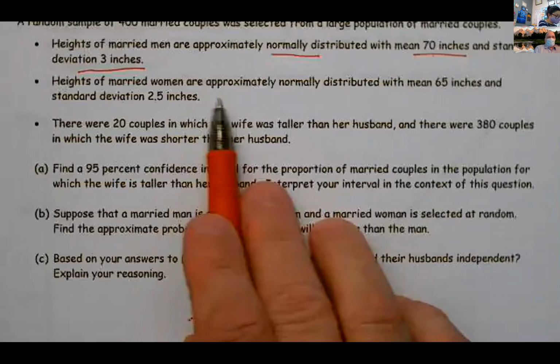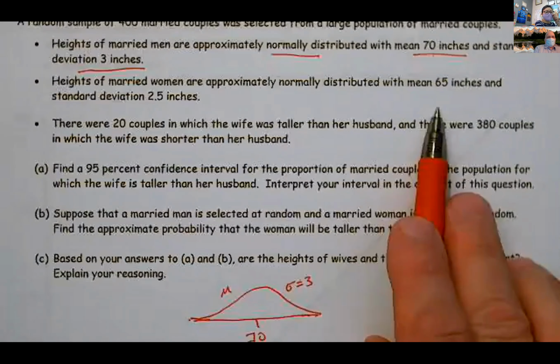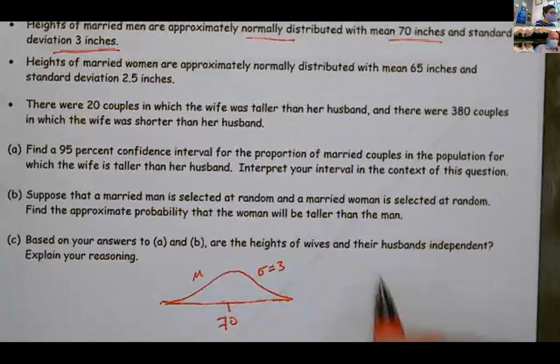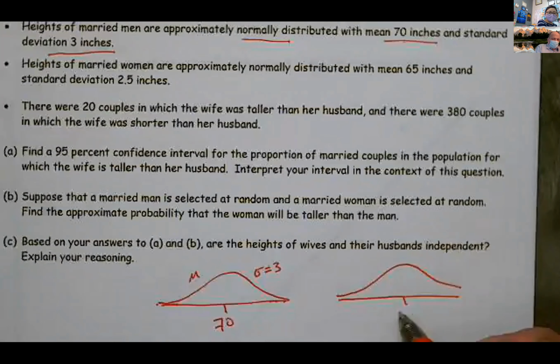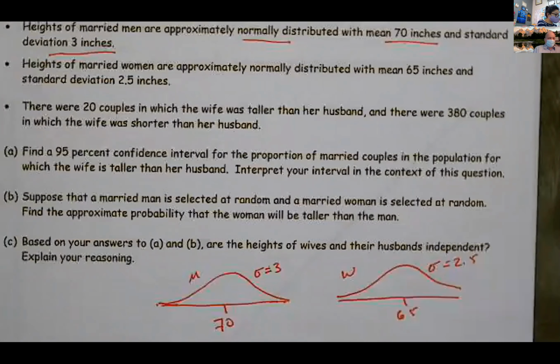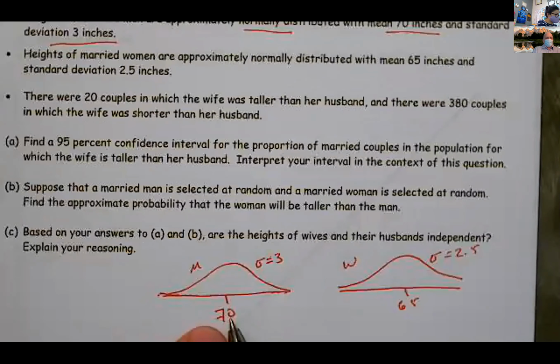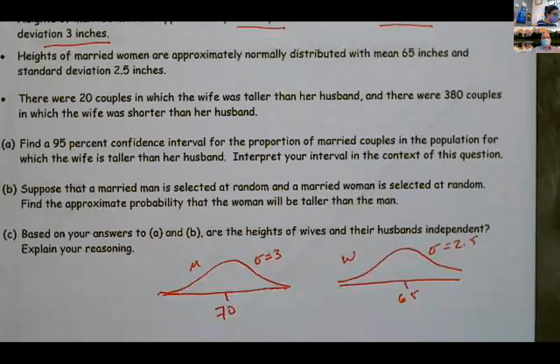Heights of married women are approximately normally distributed with a mean of 65 inches and a standard deviation of 2.5. So once again, here's our mean of 65. This is for the women. And we have a standard deviation of 2.5. So when we look at this, we go, hey, the men are taller than the women, but there's less variation in the heights of women than there are of men.